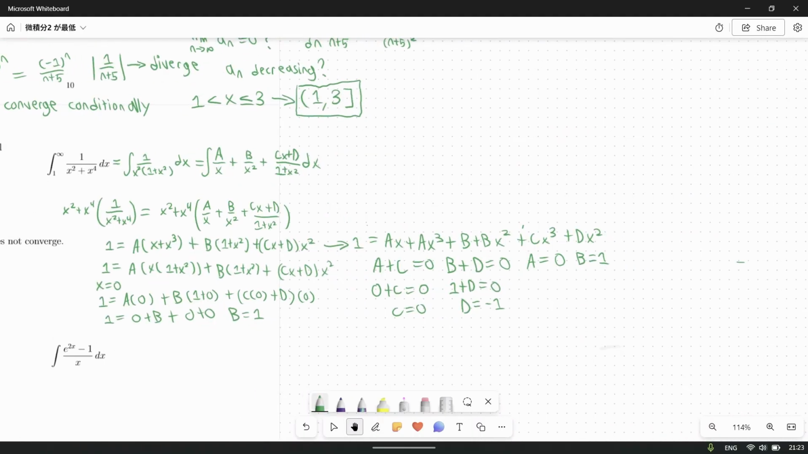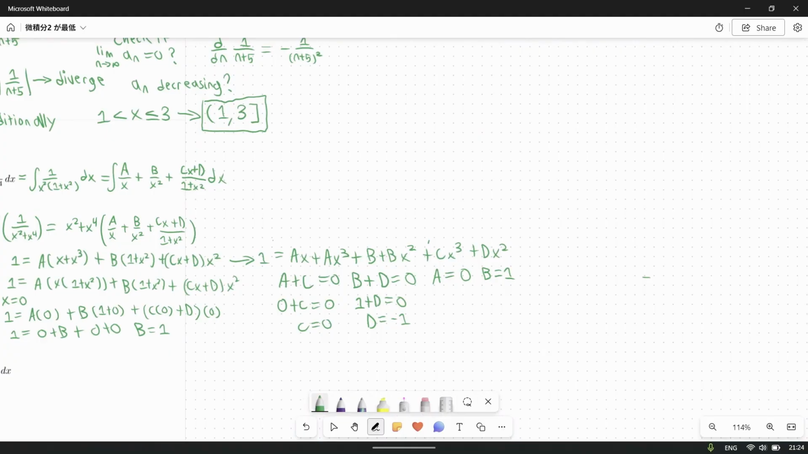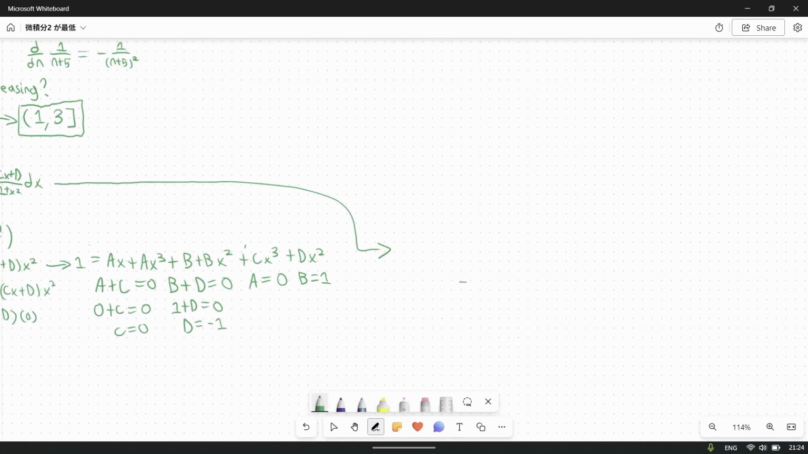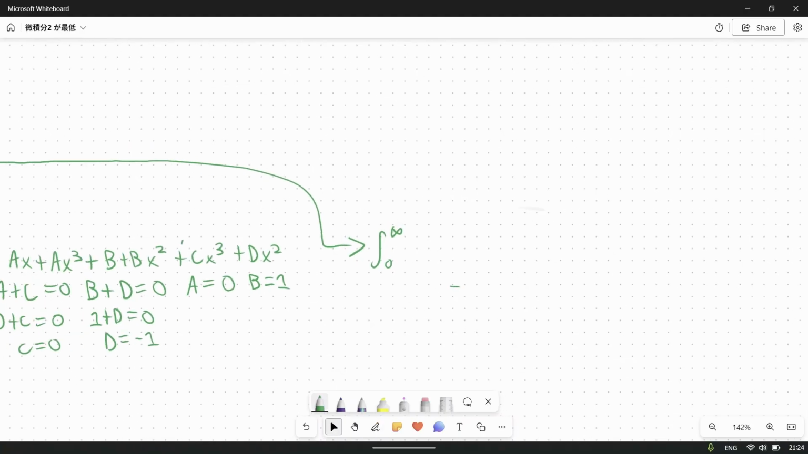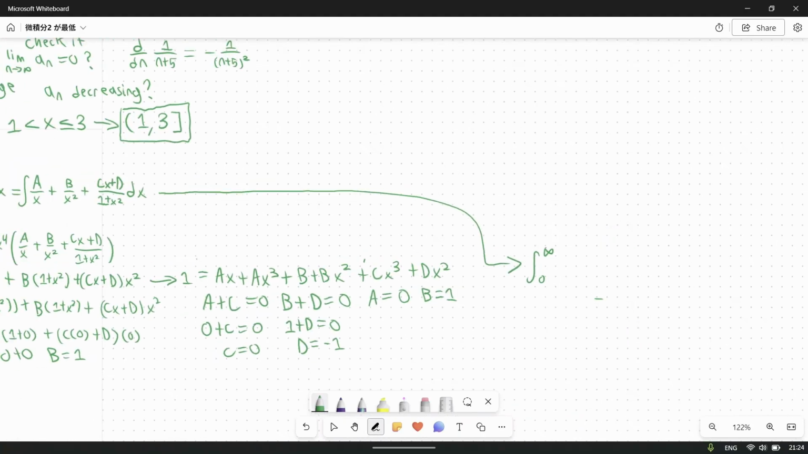And so now that we've done that partial fraction decomposition, we can plug those values back into this integral over here. I'll move it over here. That's going to look like the integral from 0 to infinity of just 1 over x squared plus negative 1 over 1 plus x squared. And then I can simplify this to just 1 over x squared minus 1 over 1 plus x squared.